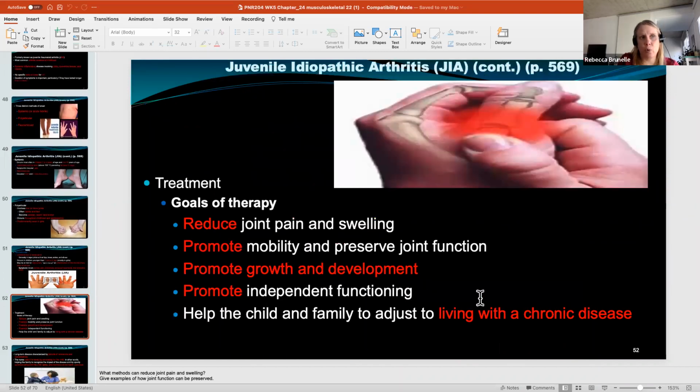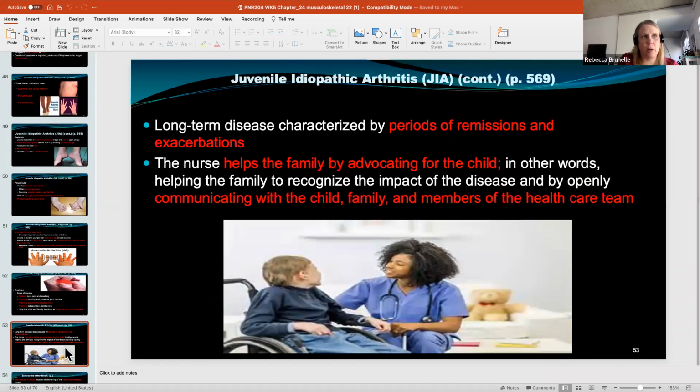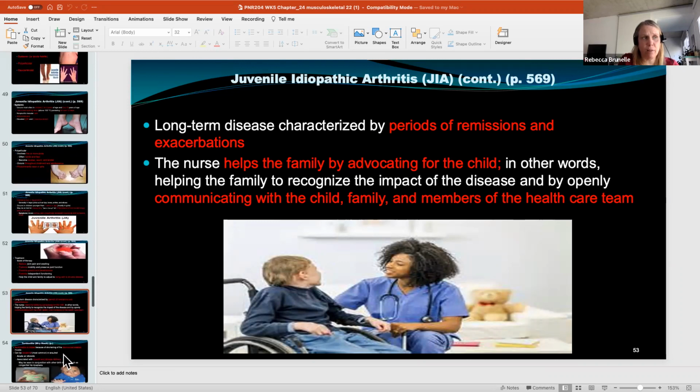So your ultimate goals are just going to be making sure they have as much mobility as possible, decrease the pain, and as much independent functioning. Sometimes it's bad, sometimes they can end up wheelchair bound, unable to walk. It does have these periods of remissions and exacerbations because it's an autoimmune disease. It can have triggers, so getting sick might trigger a flare up. So helping the parents recognize that it's chronic, and they're going to be on long-term therapy, lifelong illness.